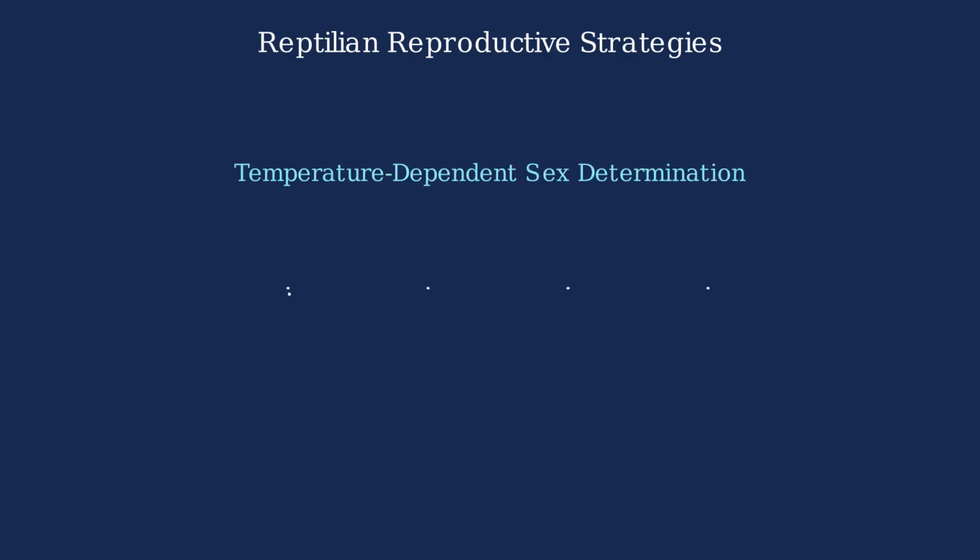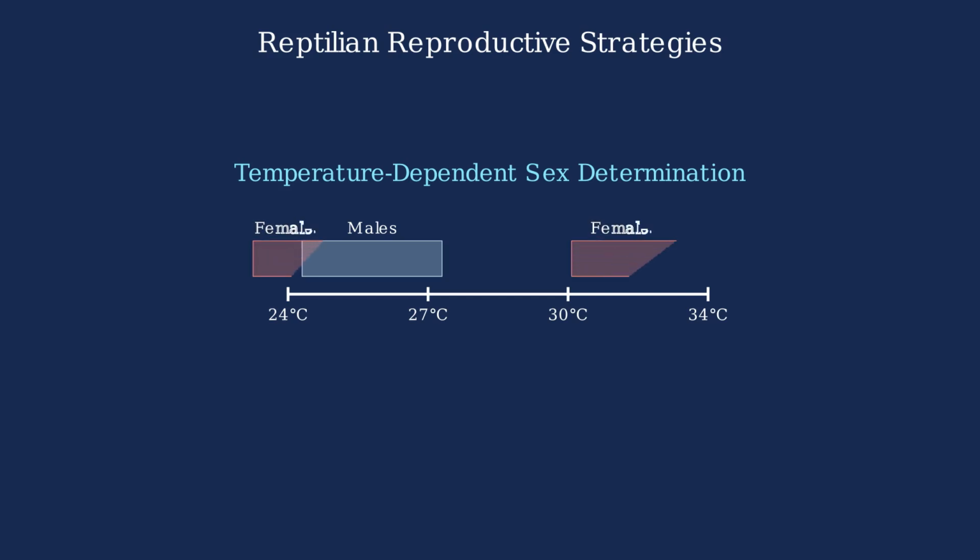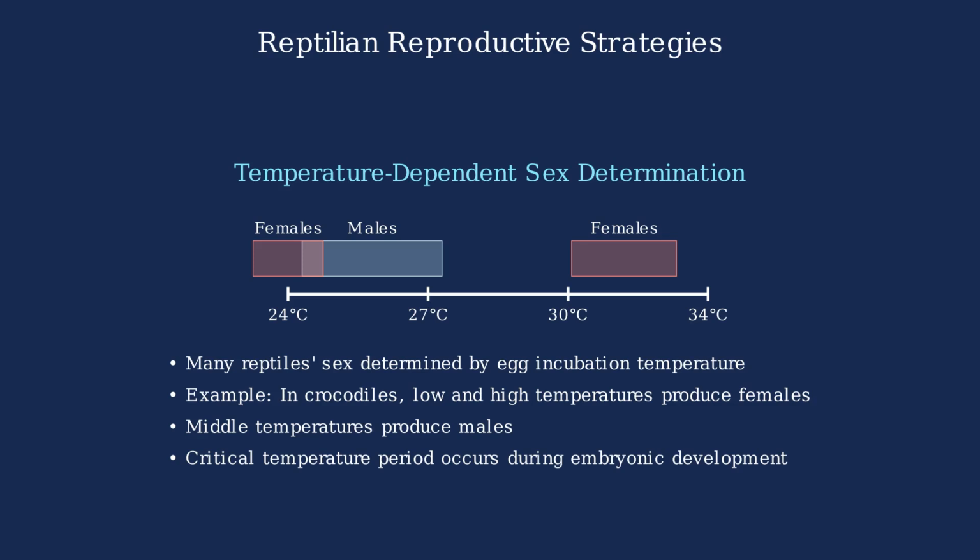A fascinating aspect of reptile reproduction is temperature-dependent sex determination, where the incubation temperature of the egg determines the offspring's sex. In many species, like crocodiles and some turtles, eggs incubated at mid-range temperatures develop into males, while higher or lower temperatures produce females. This temperature sensitivity occurs during a critical period of embryonic development. Climate change is a concern, as it may skew sex ratios in wild populations.